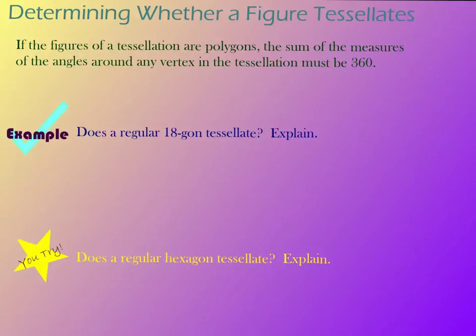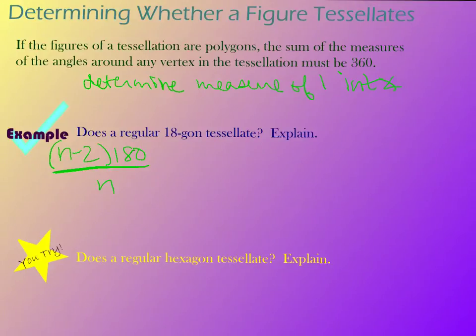Now, this is one of the more concrete aspects of tessellations. It's seeing whether a specific polygon will tessellate. Now, the rule is the sum of the measures of the angles around any vertex must be 360. So that means I must be able to make a full circle around any vertex, meaning there's no gaps. So what we're going to do is take a look at each figure, and determine the measure of one interior angle.